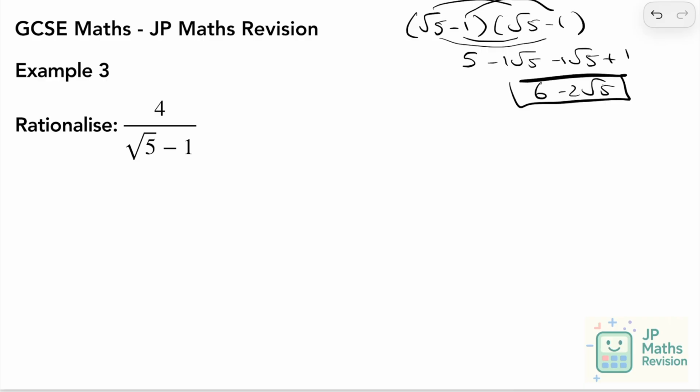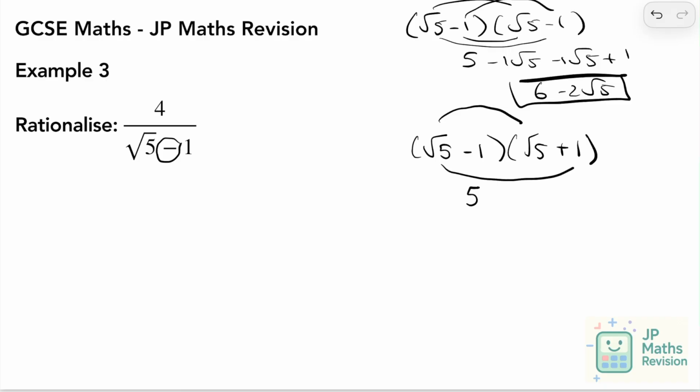But if I times it by its conjugate, so if I just change this minus to a plus, it would cancel out. Because if I did so, I would have root 5 minus 1 and root 5 plus 1, swapping the minus for a plus. And I would have root 5 times root 5, which is 5, root 5 times 1, which is 1 root 5, minus 1 times root 5, which is minus 1 root 5, and minus 1 times 1, which is minus 1. So as you can see, the 1 root 5 and the minus 1 root 5 are going to cancel. So we're just going to be left with 5 take away 1, which is 4.